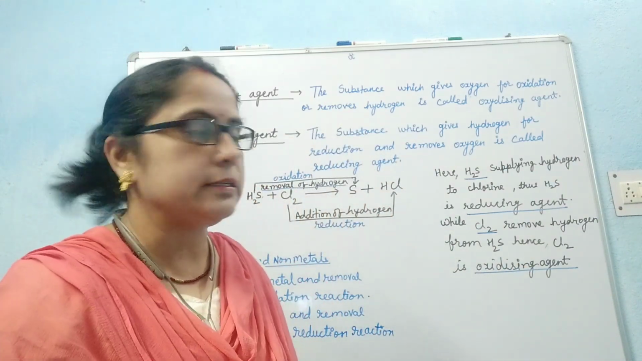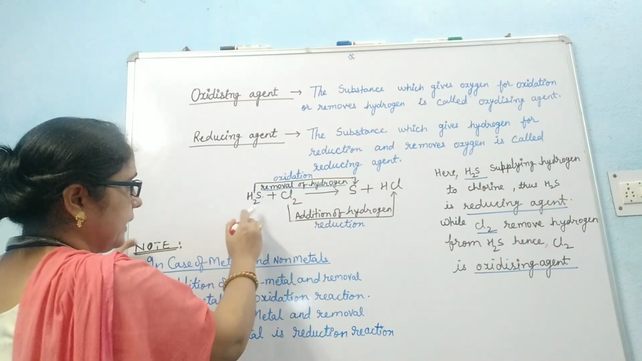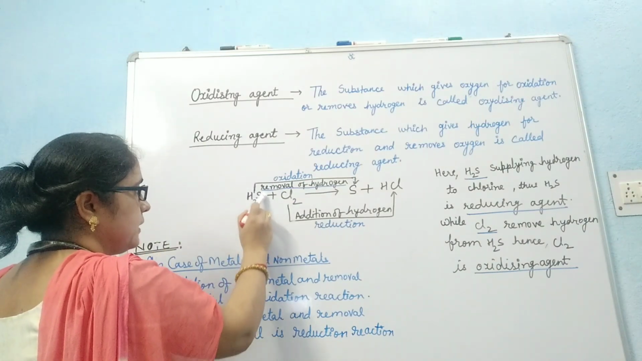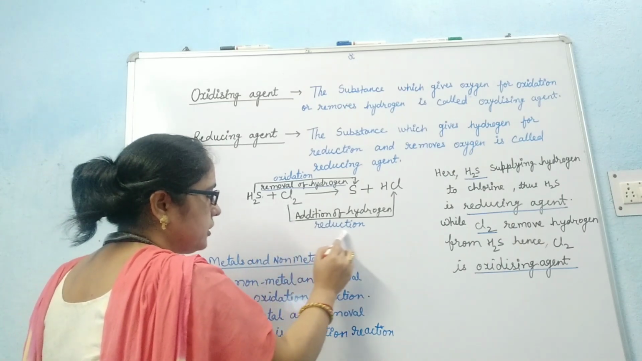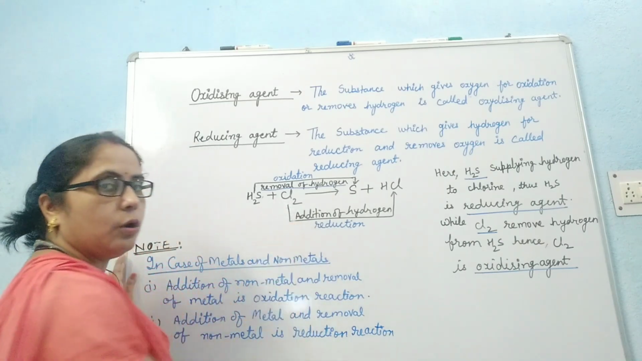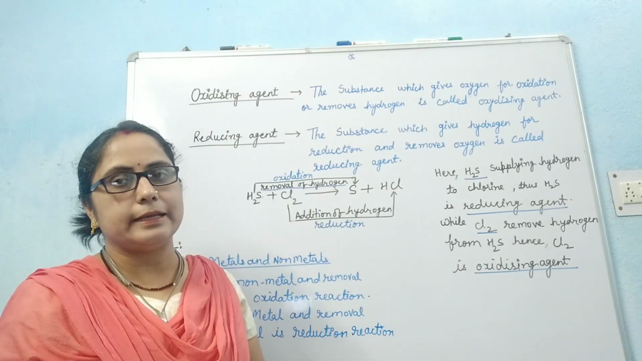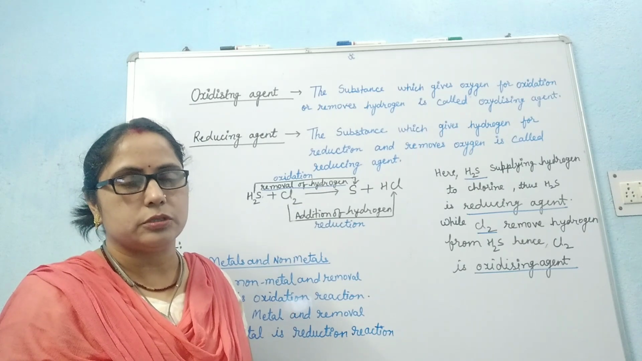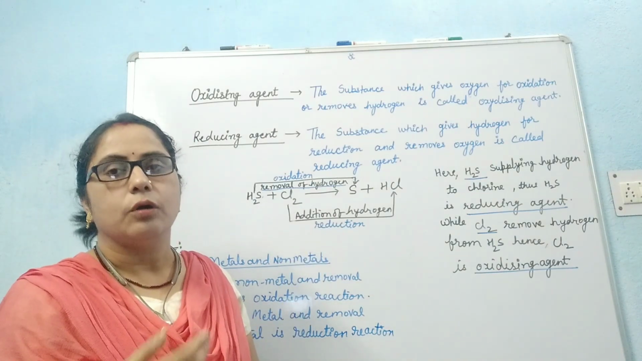In general, students, we can understand that here oxidation takes place, so it is the reducing agent, and in place of chlorine, reduction takes place, so this is the oxidizing agent. Because the oxidizing agent itself is reduced and the reducing agent is itself oxidized.